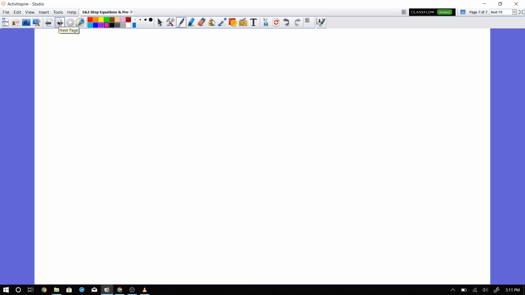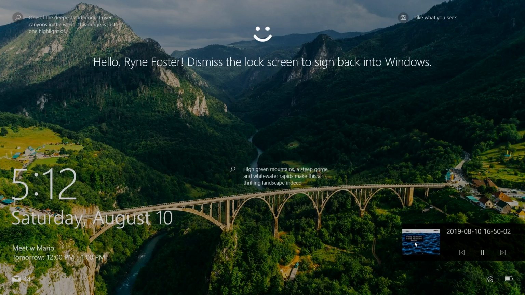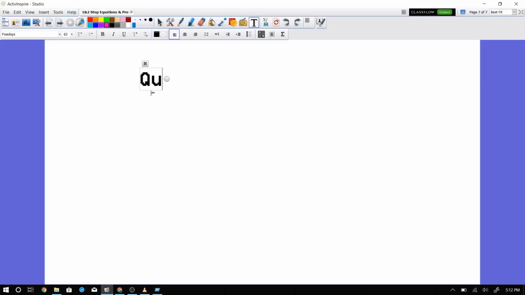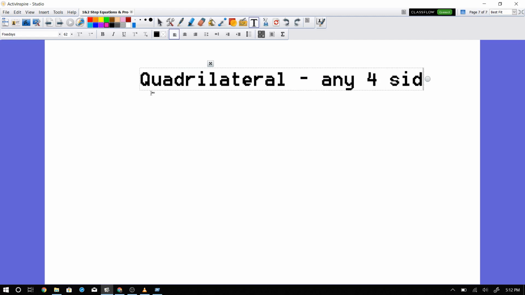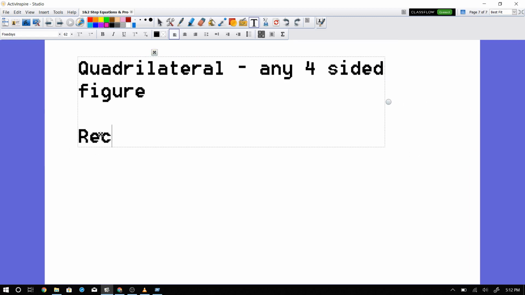Next time, we're going to follow up with more vocabulary. The vocabulary that we used today was quadrilateral. Quadrilateral, and we define that as any four-sided figure. And then the other one that we used today that we're emphasizing is rectangle.